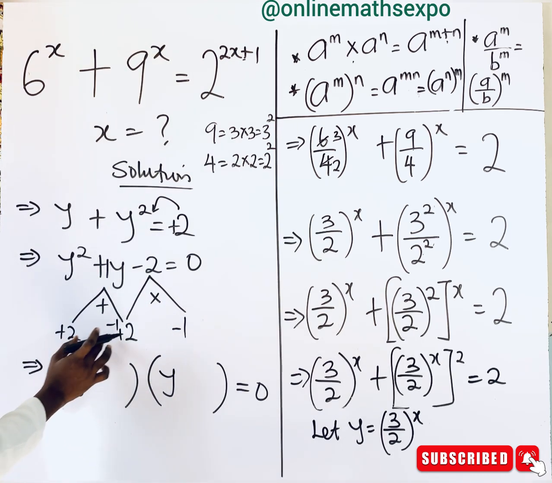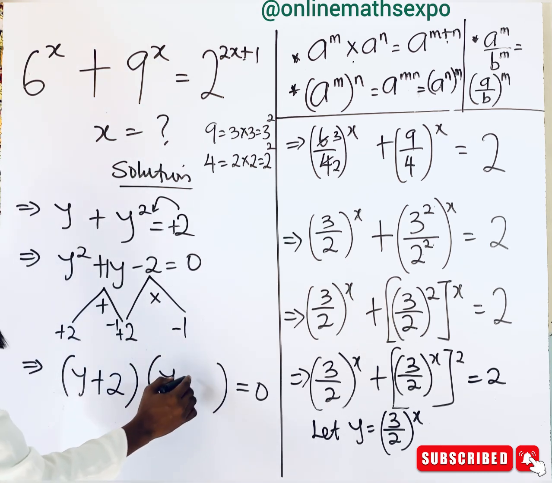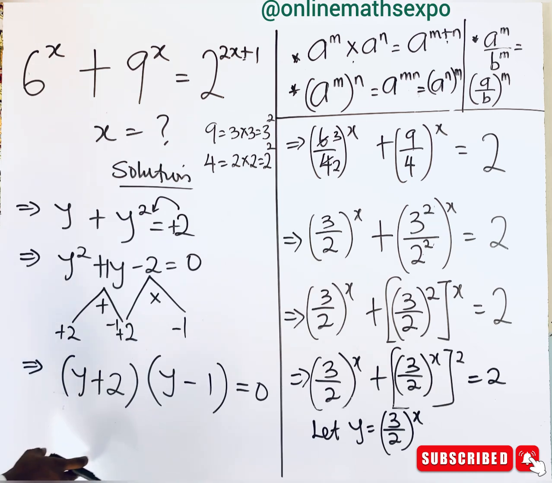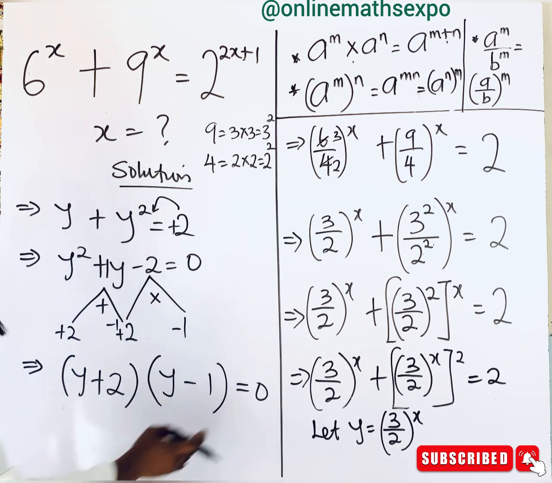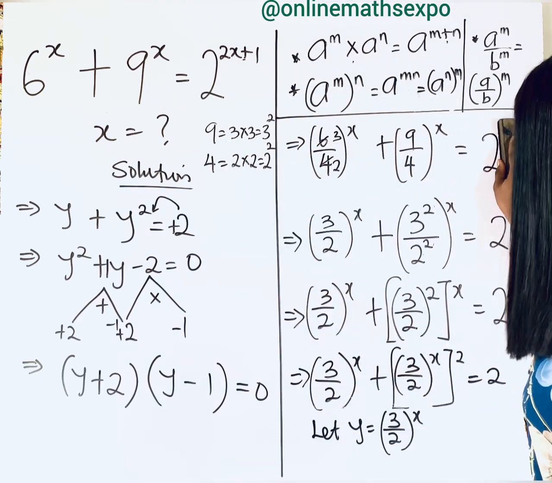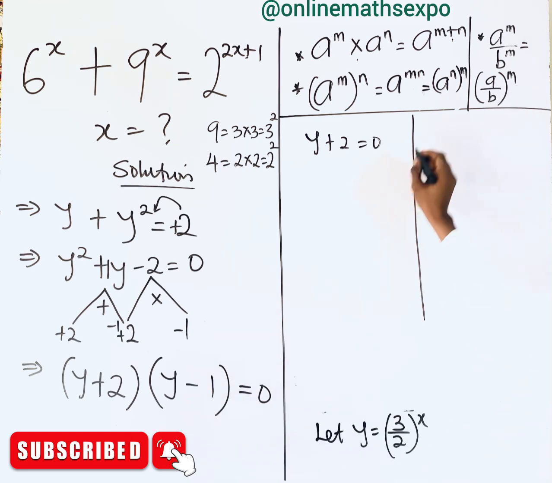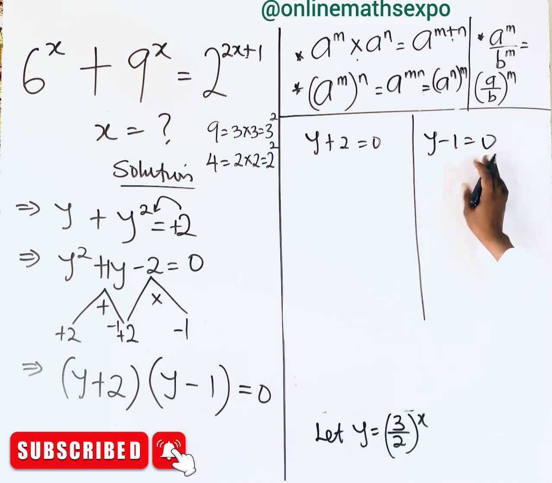So you see these two values you got, 2 and negative 2, you put it in the brackets. So here you have negative 1. So this is now equal to 0. And what this means is that you are going to now have y plus 2 is equal to 0, or y minus 1 is equal to 0.